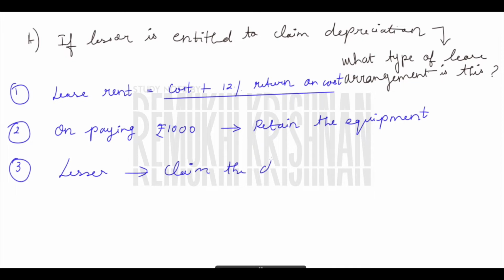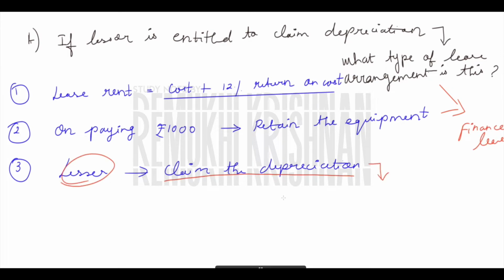The third point is that the lessor claims the depreciation. This is another crucial point. The first 2 points directly imply it is a finance lease. The third point, where the lessor claims the depreciation, is nothing but a tax oriented lease. Because if you remember, whenever a lease involves transfer of risk and reward, it is a finance lease, and when there is no transfer of risk and reward, it is an operating lease. If you see, the lessor is going to claim the depreciation, so that reward is with the lessor. So don't think that because this one point didn't satisfy, this is not a finance lease.